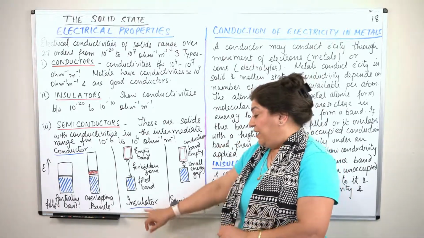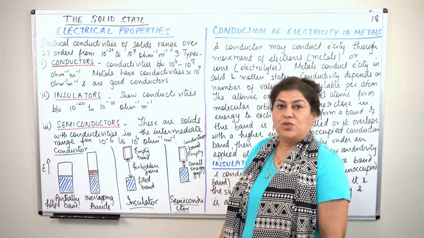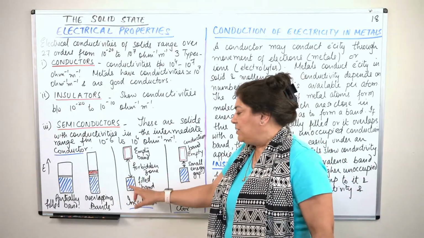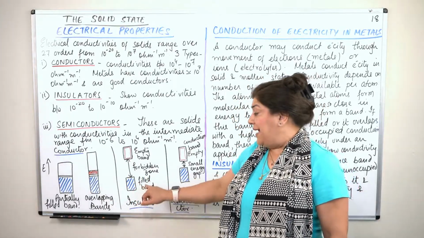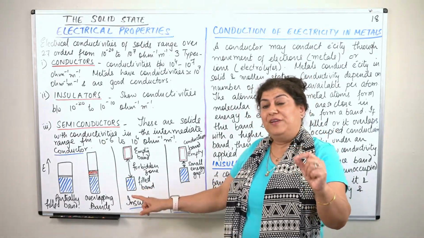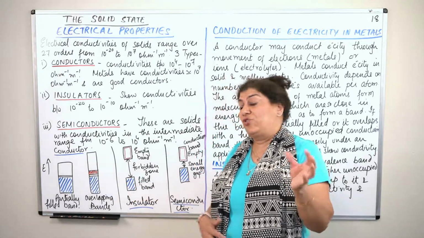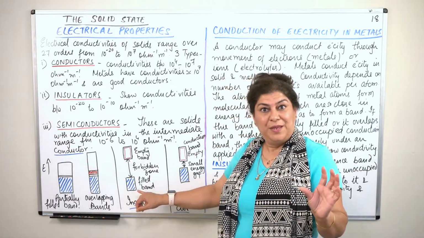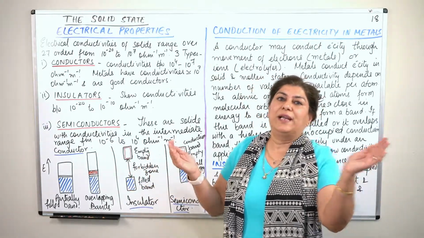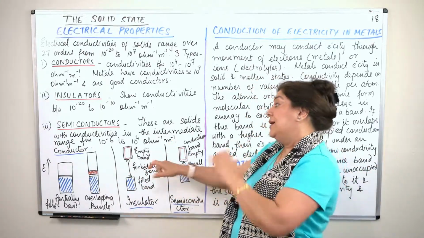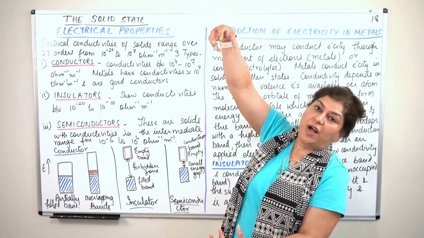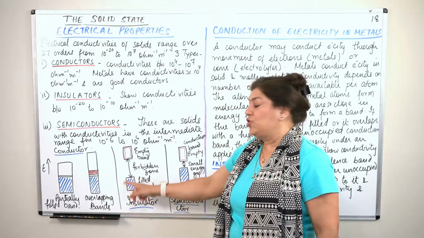Now if we talk of insulators, what happens? There are molecular orbitals and the filled bands. The band is filled, it is not partially filled. If it was partially filled, there would have been spaces for electrons to move around. But since the orbitals are filled, there is no space for electrons to move around. And the conduction band is empty and its energy is much higher than the filled orbital band.